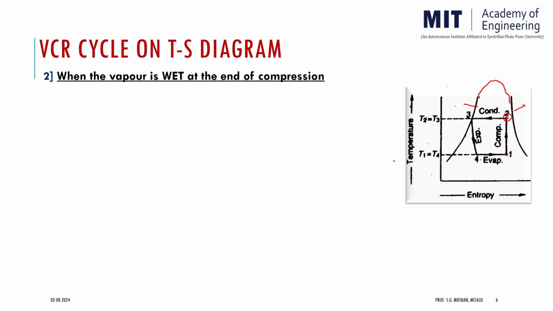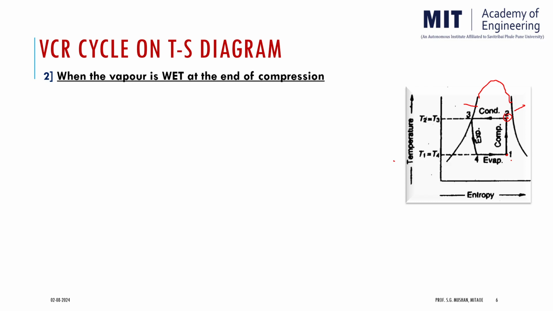Once it completes the condensation process, the expansion process starts, that is from 3 to 4, where the expansion takes place at isenthalpic condition. Once the expansion takes place, the evaporation process starts, where it will absorb the heat from the evaporator region and regain its initial condition, that is point number 1. In this way the TS diagram for the second state, that is when the vapor is wet at the end of compression, is plotted.